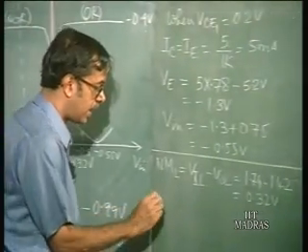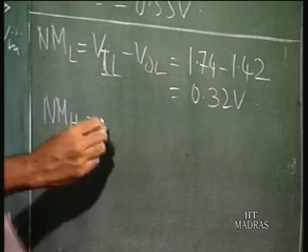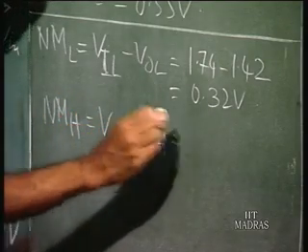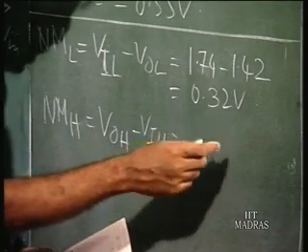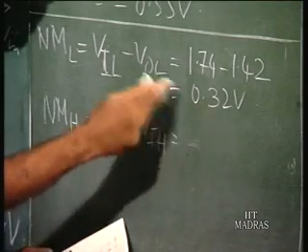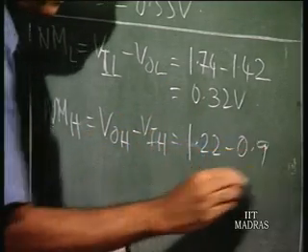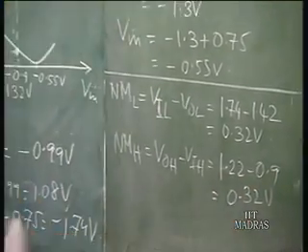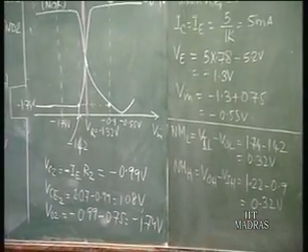And noise margin high is equal to VOH minus VIH, which is equal to the difference of 1.22 and 0.9. So, this is again 0.32 volts. So, basically you have equal noise margins, low and high.